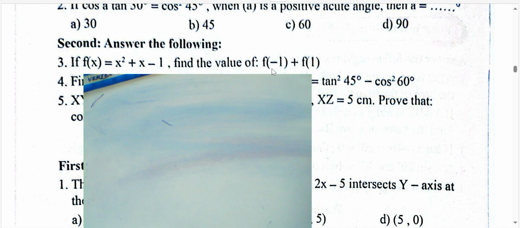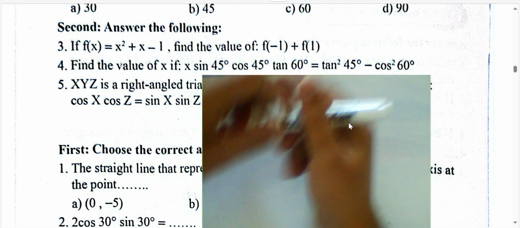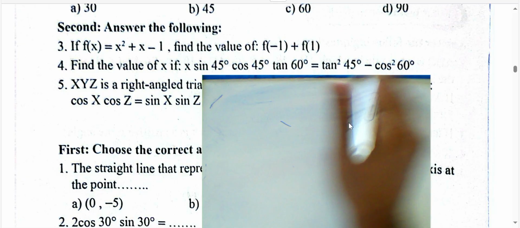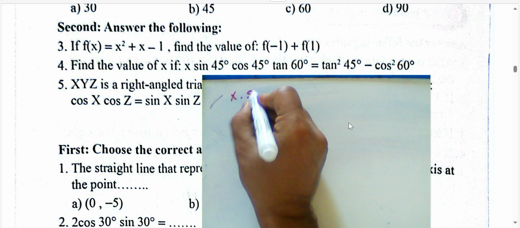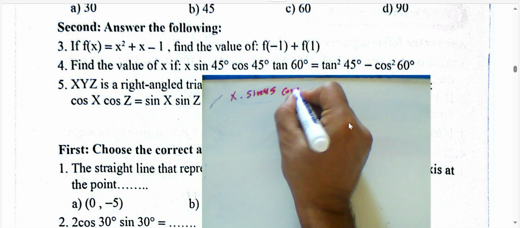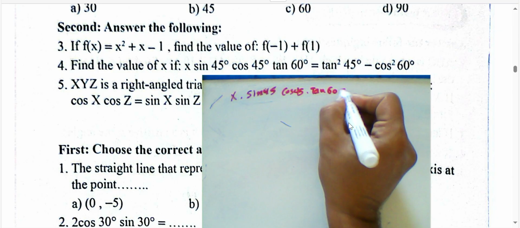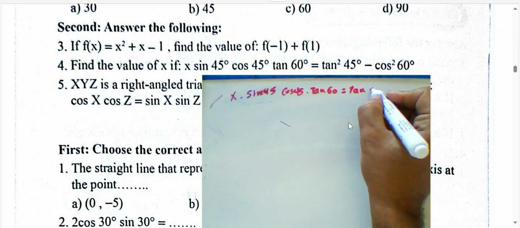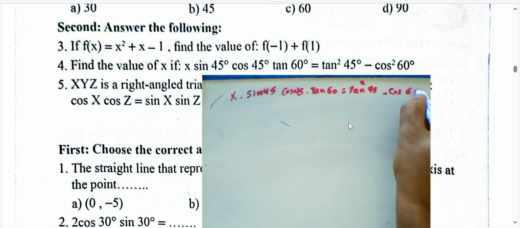Next question. Number 4. Find the value of x in this equation. We have here first write x product by sine 45 cosine 45 product by tan theta. The angle here is 60 equal tan 45 power 2 subtract by cosine 60 all power 2.